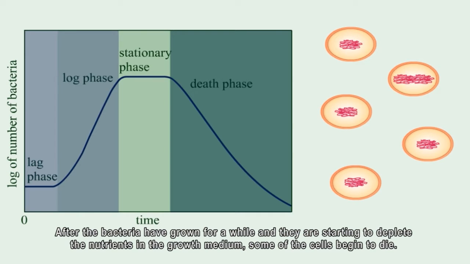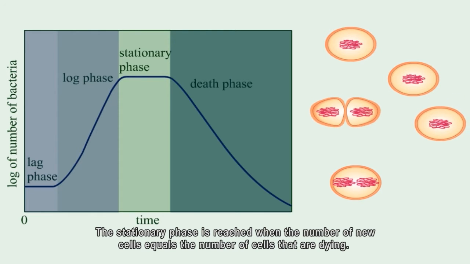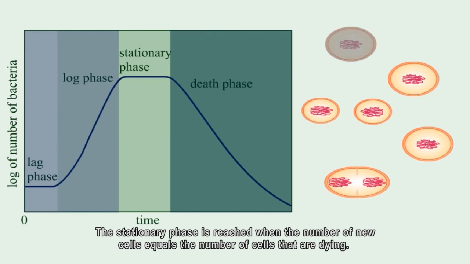After the bacteria have grown for a while and they're starting to deplete the nutrients in the growth medium, some of the cells begin to die. The stationary phase is reached when the number of new cells equals the number of cells that are dying.